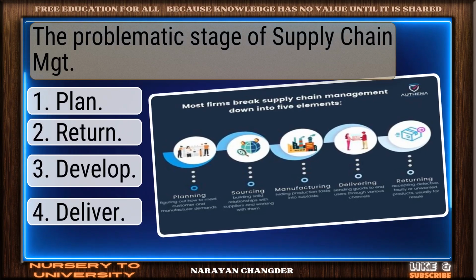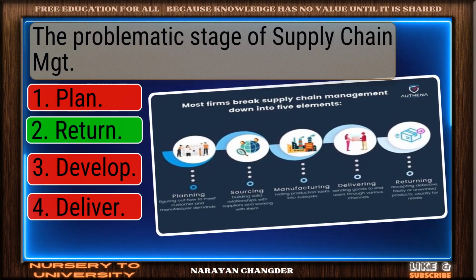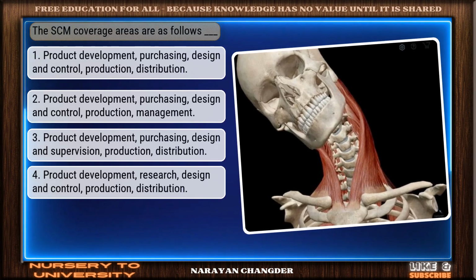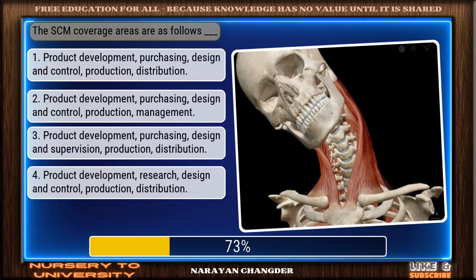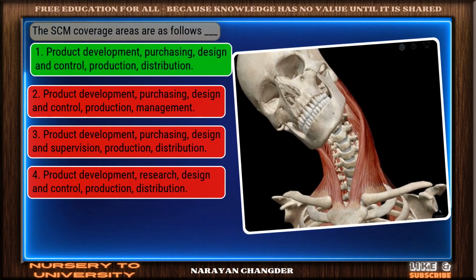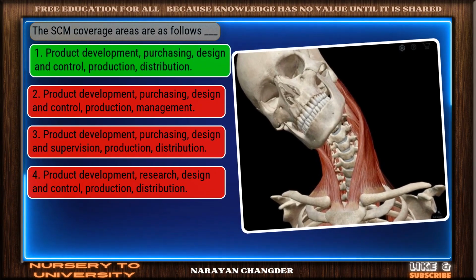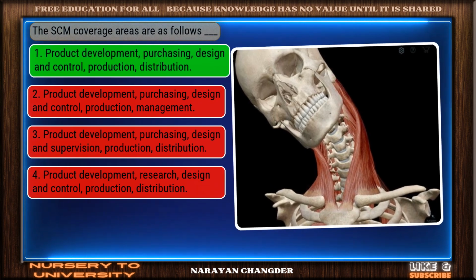The problematic stage of supply chain meant. Correct. Return is the right answer. The SCM coverage areas are as follows: Perfect. Product development, purchasing, design and control, production, distribution is the correct choice.